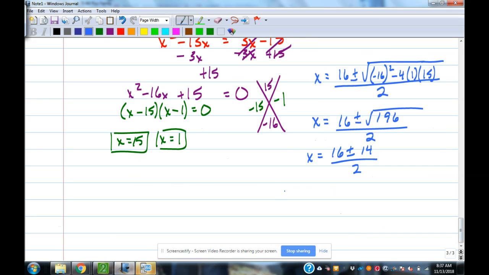Okay, and so we set up x equals 16 plus 14 over 2. x equals 16 minus 14 over 2. So there's our 30 over 2 is 15. 2 over 2 is 1. So we get the same two answers out of that using quadratic formula as we do factoring. Again, factoring is a great option when it works. When it doesn't work, you're stuck. You've got to do quadratic formula. So it works quite a bit.